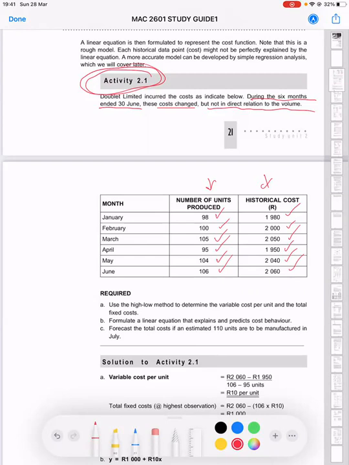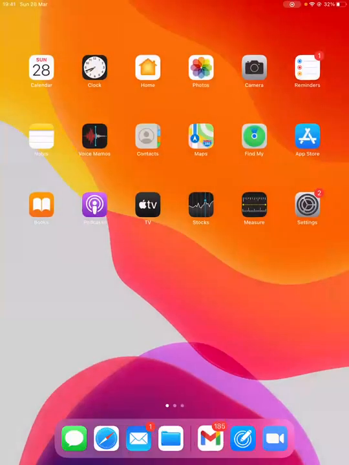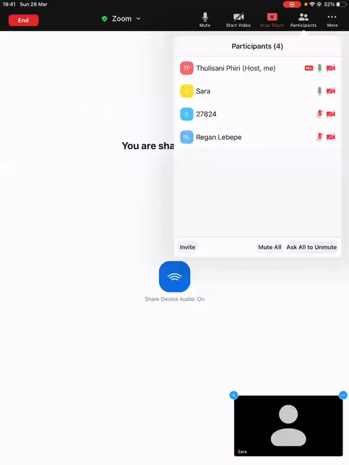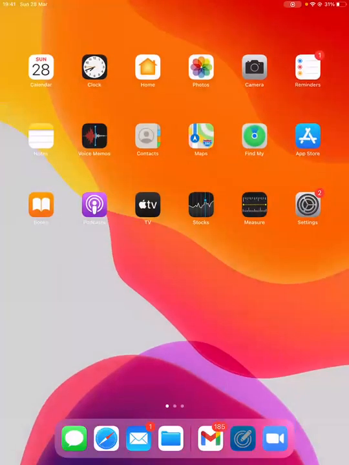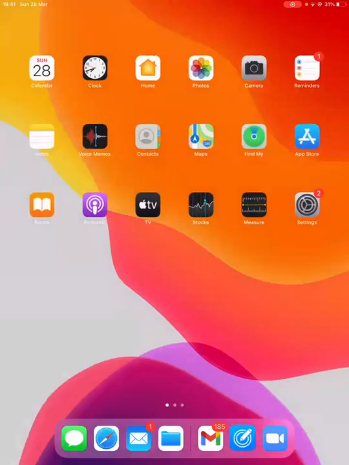Required: use the high-low method to determine the variable cost per unit and the total fixed costs. Our required number one. Now, when you are using the high-low method, good people, in our notes, what is the thing that we must do? What are we supposed to identify? High-low method people, what do we do? Go to your notes.